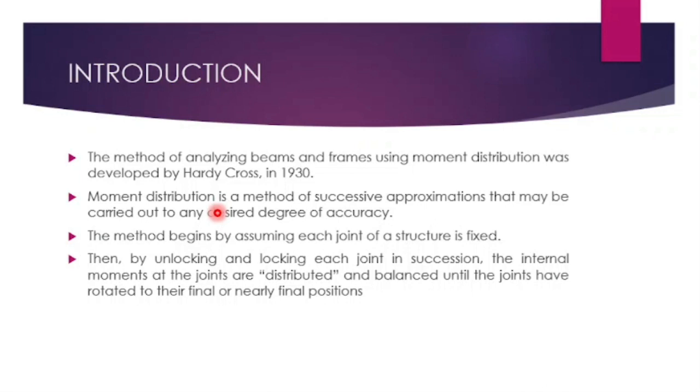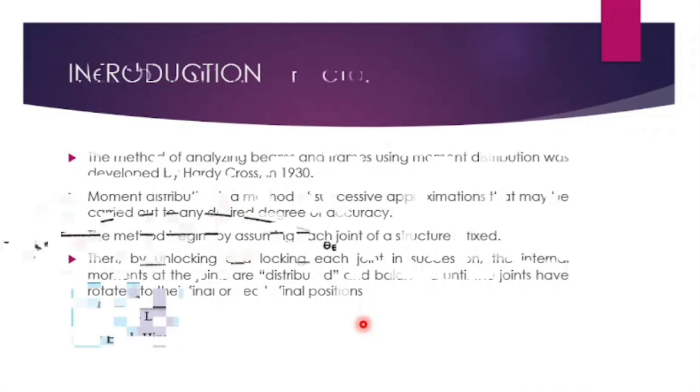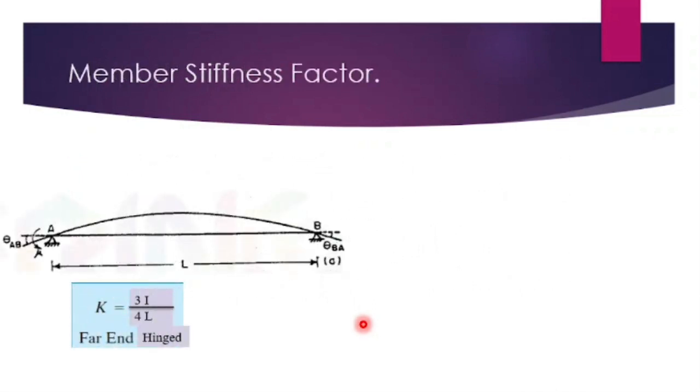The method begins by assuming the joint as fixed, and you have to distribute the unbalanced moment, and you have to carry over. So distribution and carryover will be made into iterations. Several iterations will be there, then you will be getting the final bending moment value. Yes, take down this member stiffness factor. These are the important formulas which are needed to solve the problem.